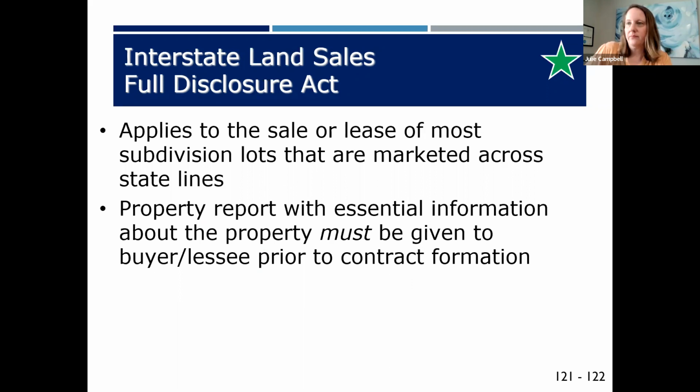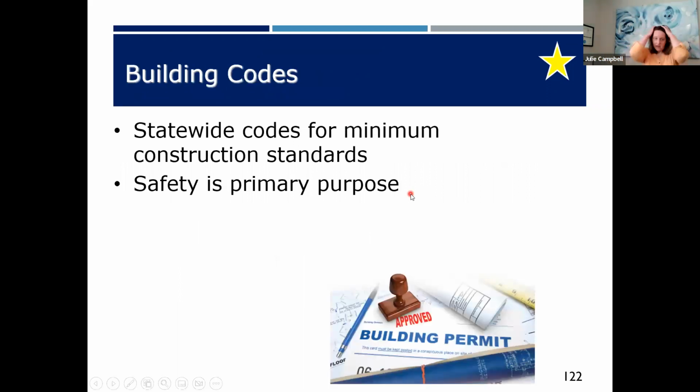Another public land use control is our building codes. Now, building codes are statewide. Zoning is local in nature. Each city, municipality, county, zoning is local, but building codes are statewide. And the whole point of building codes is to provide minimum construction standards. Please note that word, minimum.